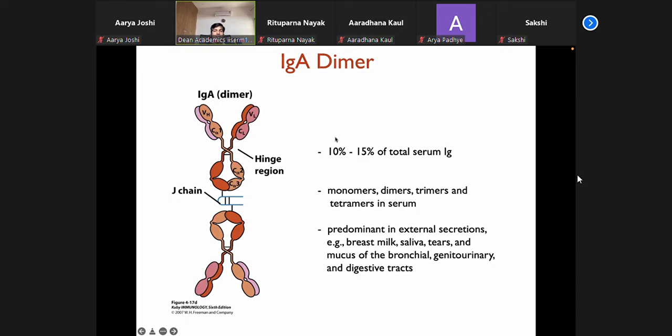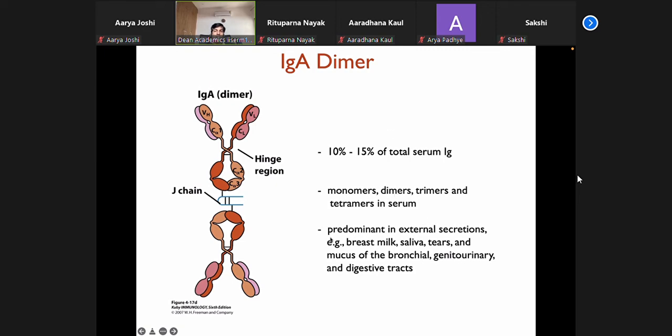IgA exists as a dimer. This also depends on what parasite or what infection you have encountered. It exists in more or less the same concentration as you find for IgM. Ten to 15% of total serum immunoglobulin can sometimes be constituted by IgA, but this antibody is predominantly present at mucosal sites. We already have talked about it. This can exist in monomeric, dimeric, trimeric, or tetrameric form. The most common form that you will find for IgA is dimeric.